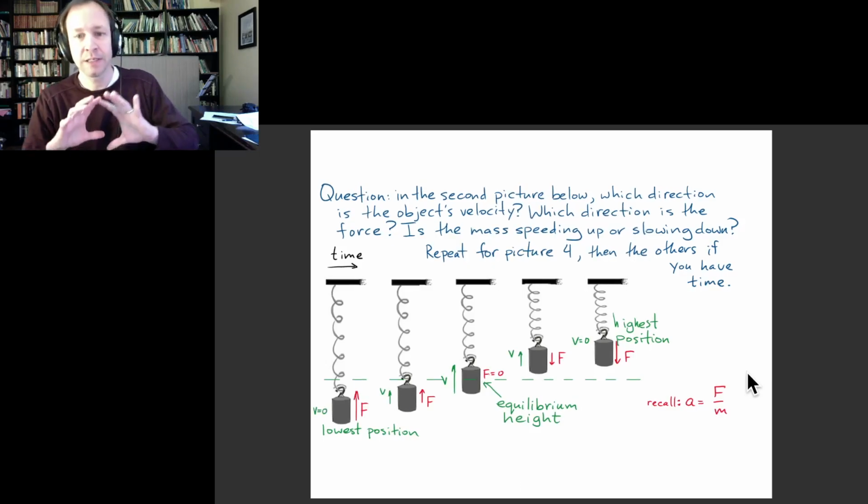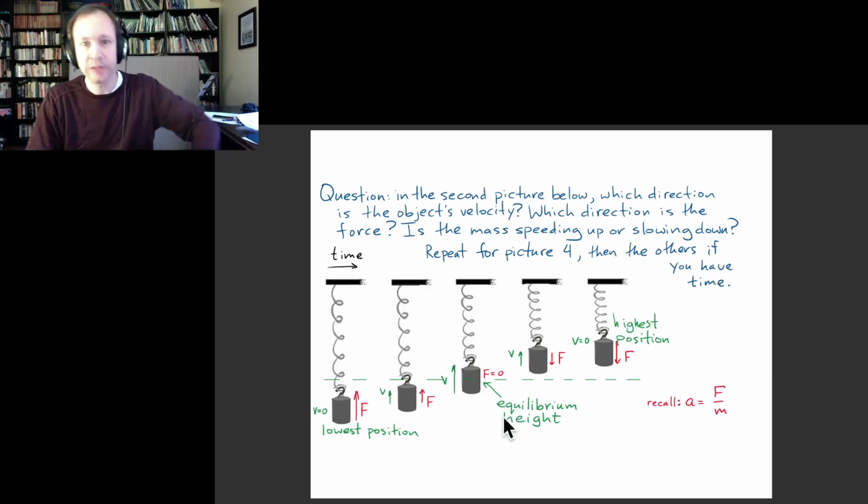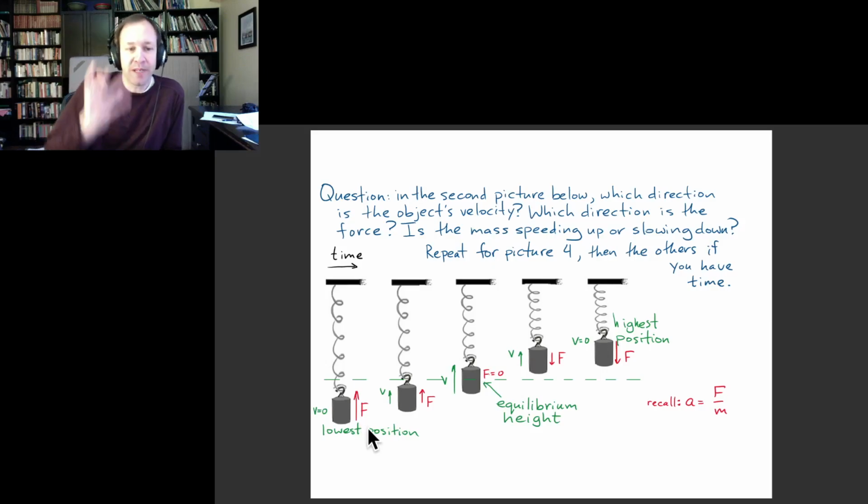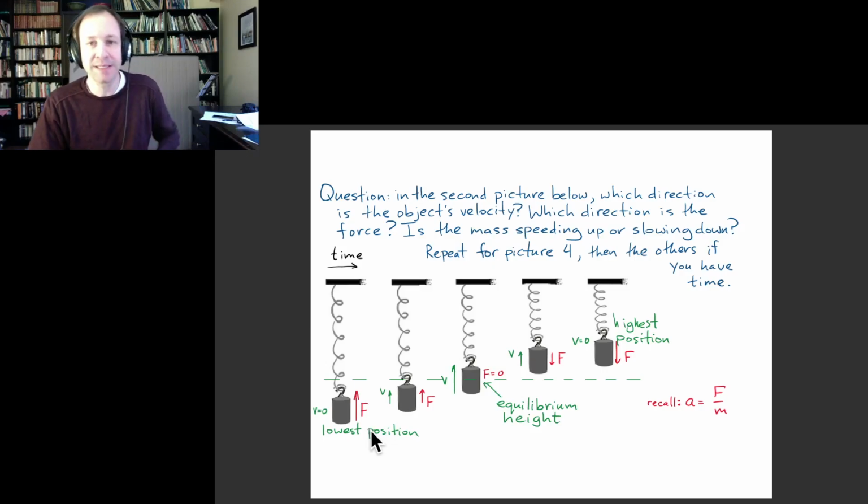Okay, so let's have a look at what's going on in the 5 different pictures. So in the first picture, we're at the lowest position. Maybe this is when I just pulled the mass down to the lowest height. The velocity there is 0. But because we've stretched the spring downward, the force goes upward. And so that means that even though the velocity is 0 now, it's going to start moving upward because the rate of change of velocity is in that positive upward direction. And so in a little while later, you'll have an upward velocity.